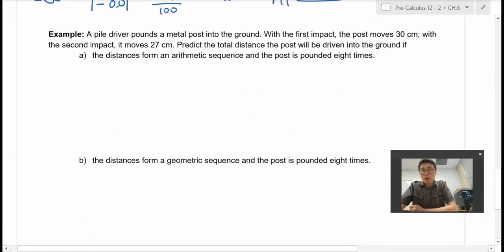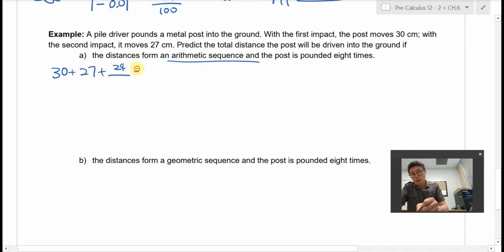Okay, last example of this unit here. Let's see. It says a pile driver pounds a metal post into the ground. With the first impact, the post moves 30 centimeters. With the second impact, it moves 27 centimeters. Predict the total distance the post will be driven into the ground if, part A says, the distances form an arithmetic sequence and the post is pounded 8 times. So it says this is an arithmetic sequence. So first it moves 30, and then it moves 27, and then I guess the next one will be 24, and so on, right? So this can be written as an arithmetic sequence.